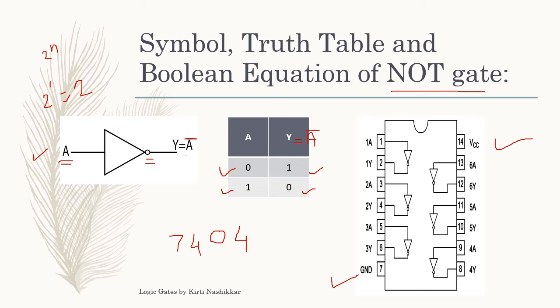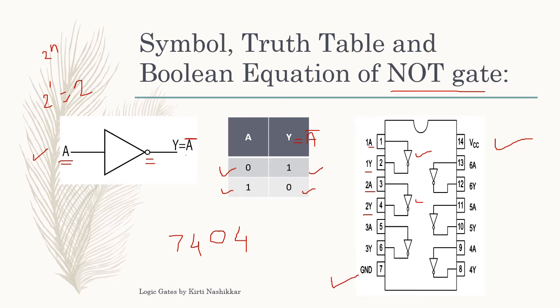So here for gate number 1, input is 1A and output is 1Y. For gate number 2, pin number 3 is the input, pin number 4 is the output. Okay, and so on. So this is the simple functioning of NOT gate.